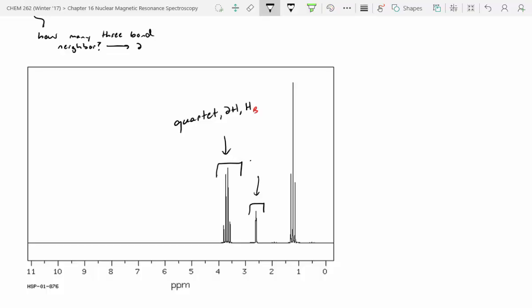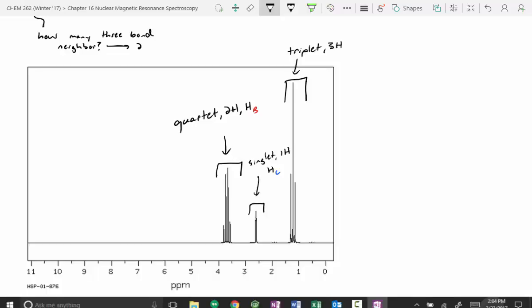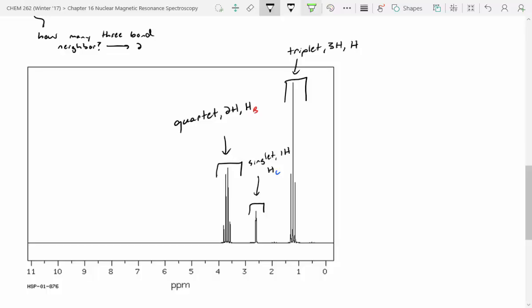If we look over here, we've got a singlet. That's got to be that proton HC coming off of our alcohol. So I'm going to call this 1H. And that means that this peak must be HC. And then last but not least, just to round things out, we've got this triplet closer to 1 ppm. And it's a pretty big triplet because it's got 3 protons making it up. And this is HA.